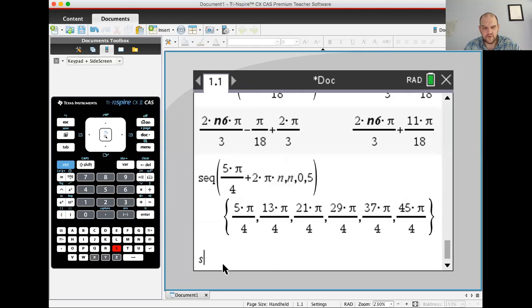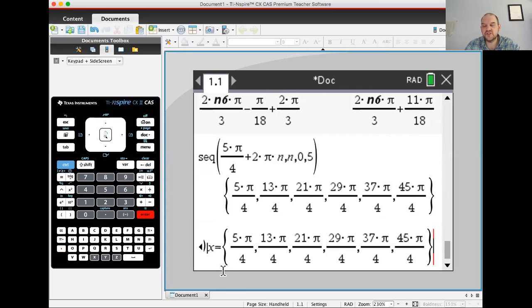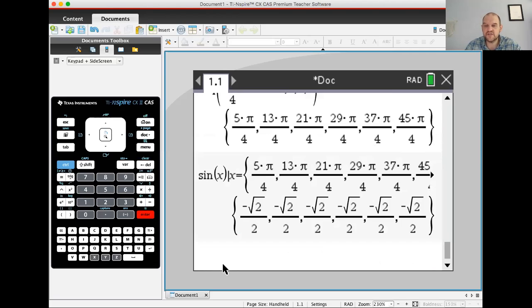And that looks good. Now what we're claiming is that if we do sine of x such that x equals these, it should just spit out negative root 2 over 2 every single time. And it does, which is telling us that we got it right. So this is how that formula works. It's basically a function that generates solutions to a particular equation. So let's go back and see if we can do the rest of the page.